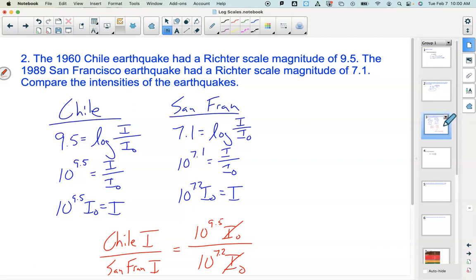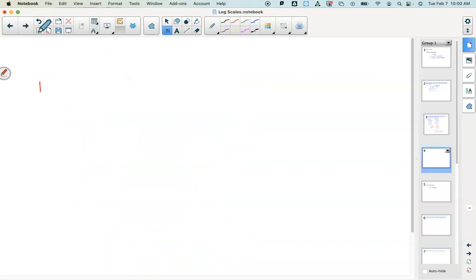Let's just look at that for example. Let's say an earthquake has a Richter scale of 8, and another earthquake has a Richter scale of 4. Somebody might be tempted to say, hey, this Richter scale of 8 earthquake is twice as intense as the Richter scale of 4. But that's not true. How many more times intense is that?